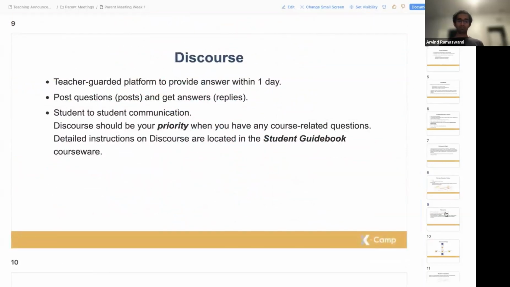Now, we also have a platform, Discourse. In Discourse, this is basically a forum section where students can ask questions and either their classmates can answer, or we also have TAs who are dedicated to checking for posts and answering, and making sure students get the replies that they're looking for. So for this, it's student-to-student communication, and Discourse should be your priority when you have any course-related questions. You can ask those and other students can answer, or TAs can answer. Additionally, you can also ask homework-related questions as well.